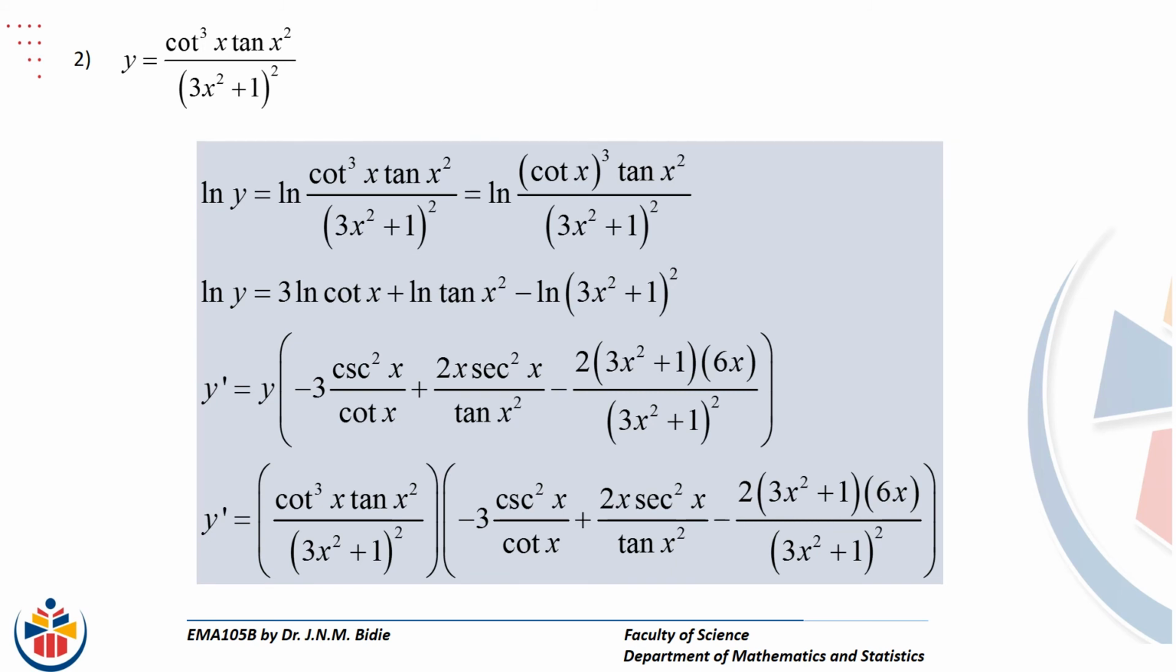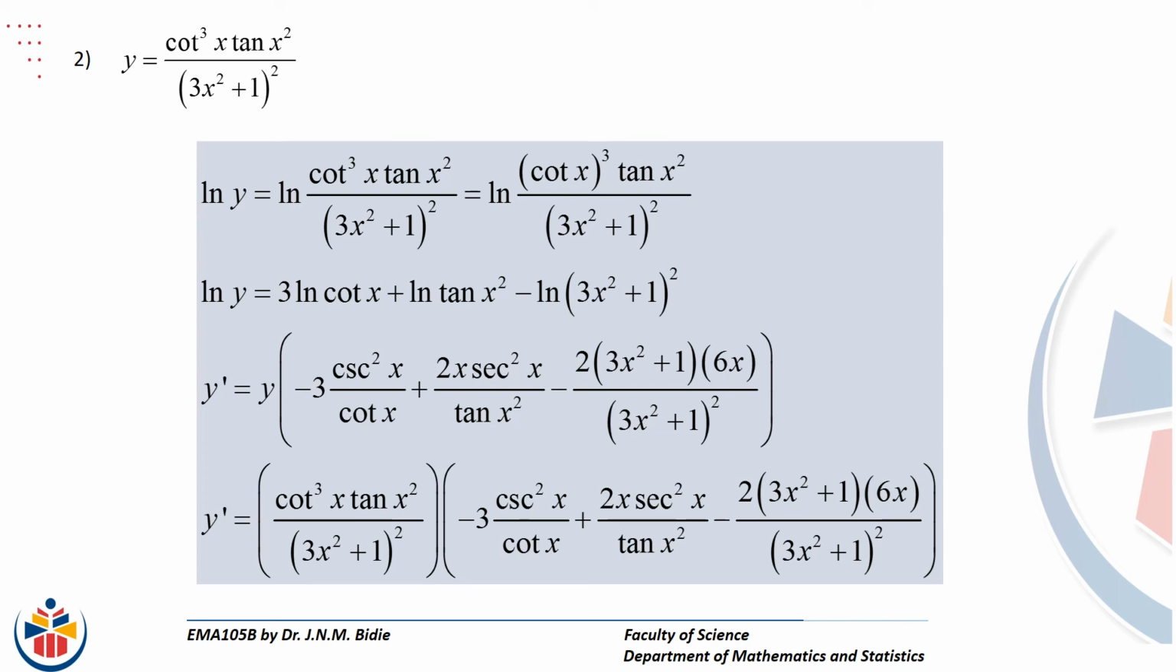Y is equal to cot cubed x times 10 x squared, all divided by 3x squared plus 1 all squared. Again, first step, introduce ln on both sides. That's exactly what I've done. Note that I tried to simplify the numerator so that it makes sense when you find the derivative. Cot cubed x is the same as cot x all to the power 3.